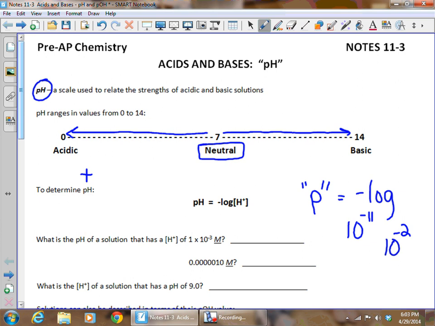So if we look at this first example right here, where the concentration is 1 times 10 to the minus 3rd molar for the hydrogen ions, the log of that value is negative 3. But remember, we're taking the negative of that log, the opposite of that log, so pH is going to be 3. pH is never negative.